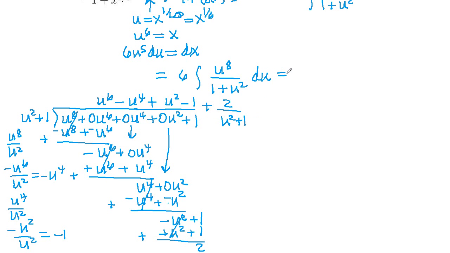So we are integrating here, 6, and then here we're going to do quotient and then remainder over divisor. So u to the 6th minus u to the 4th plus u squared minus 1 plus 2 over u squared plus 1 du.